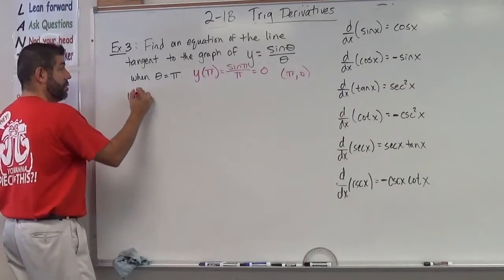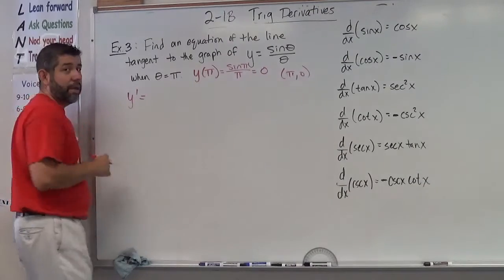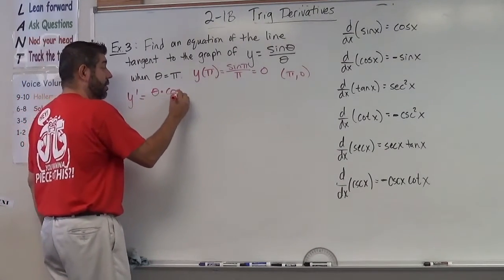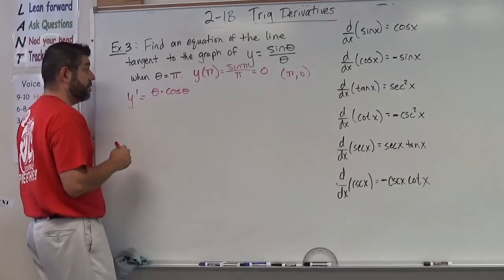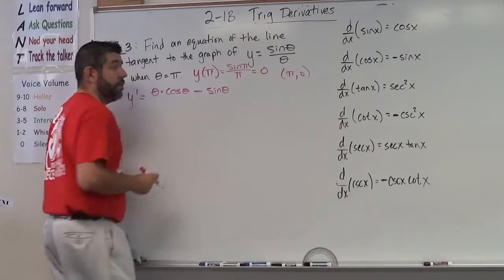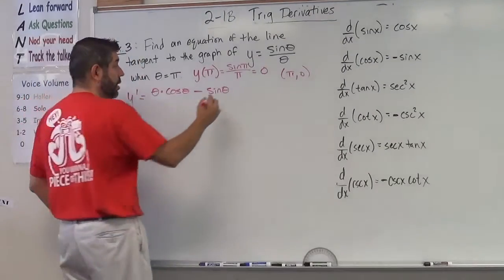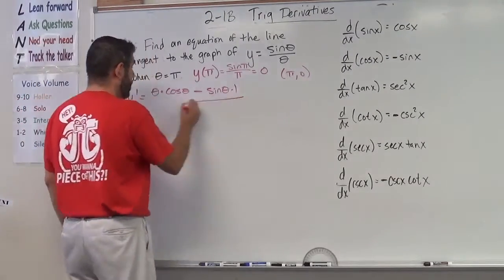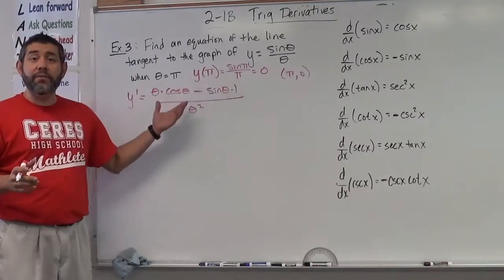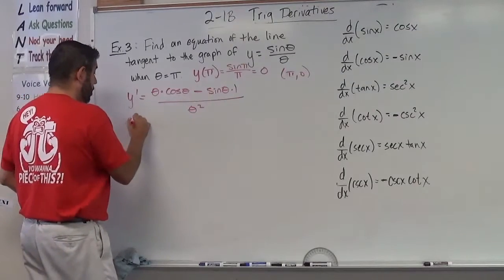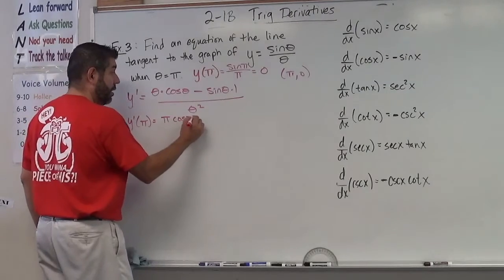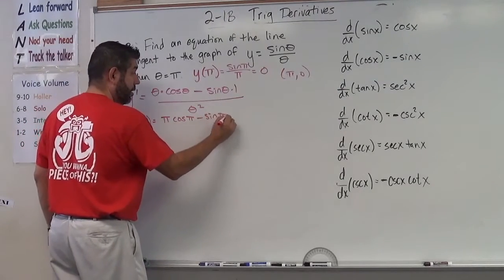So we need the derivative. Remember the quotient rule here. Low d high, cosine of theta is the derivative of sine, minus high d low. The derivative of theta is just going to be 1 because we're going to consider it like x. Square the bottom and away we go. At this point we need to plug in pi to figure out what our slope is. So our slope at pi is going to be pi times cosine of pi minus sine of pi, over pi squared.